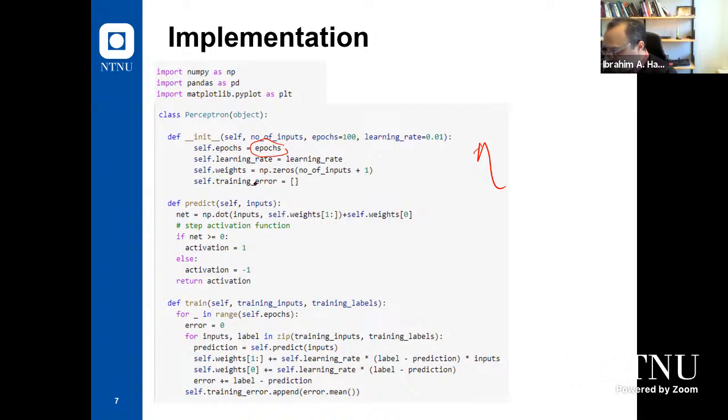And the weights, we need to initialize them. How can we initialize the weights? Here I initialized them to zeros, in fact. So I started with just zeros. All numbers are zeros. So you can say that the first decision line will be the x-axis, right? Because all numbers are zeros. And I need to collect the training error.